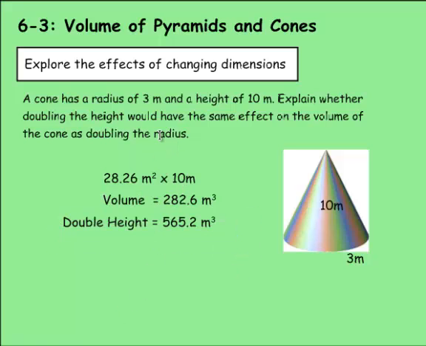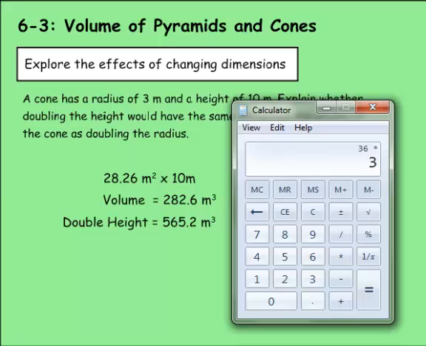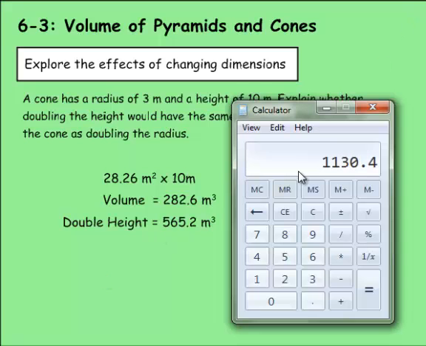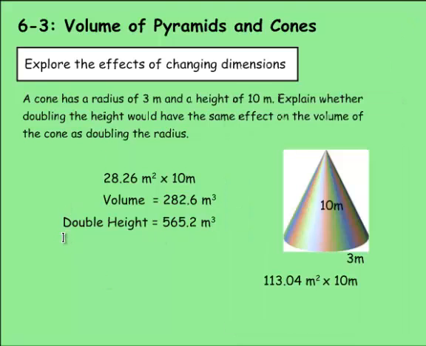Let's check out the radius then. So if the radius becomes 6, we need to change the area of the base. So 6 times 6 is 36 times pi. Let's do that. 36 times 3.14 would be 113.04. So 113.04 meters squared times 10 meters, and that would be 1,130.4. That would be meters cubed.